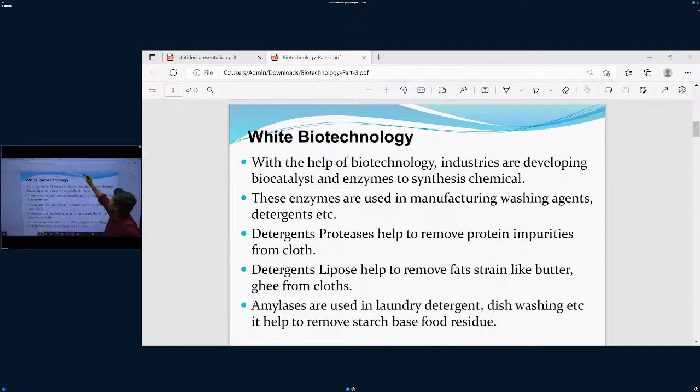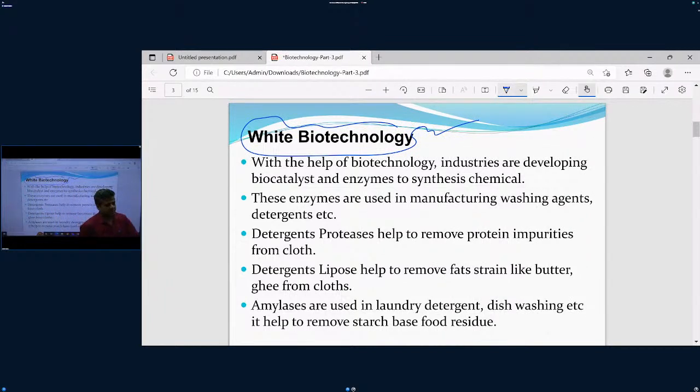So first thing is white biotechnology. Write the topic white biotechnology. Beta, which area is it related to? You remember in the first lecture I told you that with different colors there are different types of biotechnology: gray, white, blue. So white biotechnology is related to which area? You have to read all these things. That is related to the industrial area, to develop biocatalysts and enzymes which are used to synthesize chemicals.